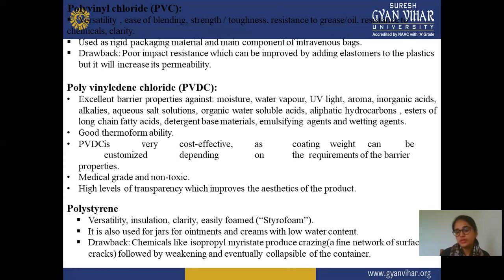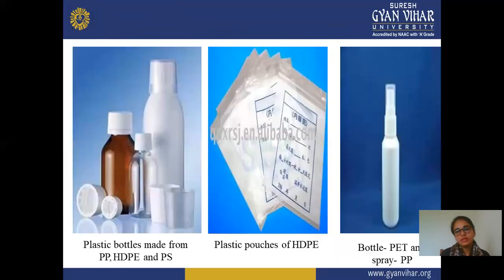So this is one of the disadvantages of polystyrene. This is a picture of plastic, and first we can say bottles of plastic. This is a plastic bottle made of PP, HDPE, and PS, and this is a pouch which is made of plastic, that is high density polyethylene. Next is bottle pack.